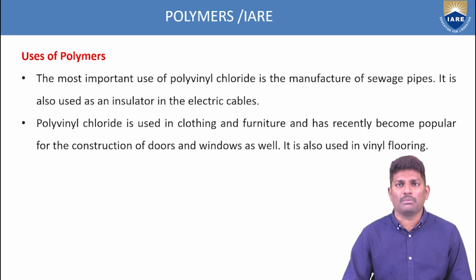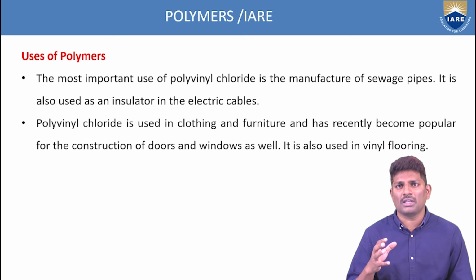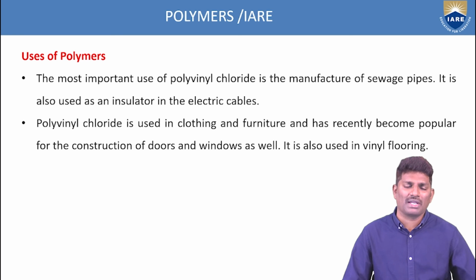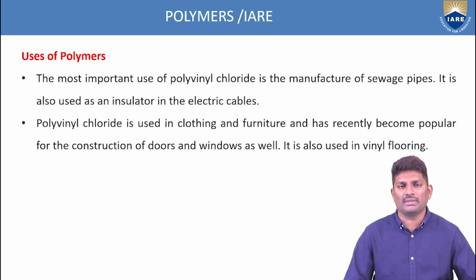Another important use of polyvinyl chloride is the manufacturing of sewage pipes. If you want to manufacture sewage pipes, these polyvinyl chloride, the PVC pipes, are very useful in this type of category. And it is also used as an insulator in electrical cables. So that's why you have different applications. A small change in the chain, the backbone, will lead to a different output. Like that polyvinyl chloride, if it is a linear structure, is used in sewage pipes, and also sometimes as an insulator in electrical cables.